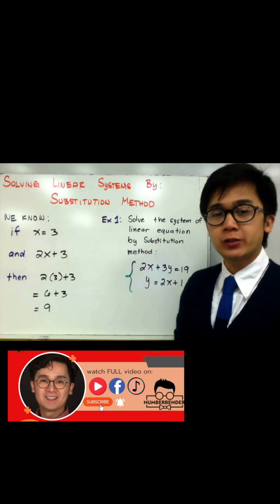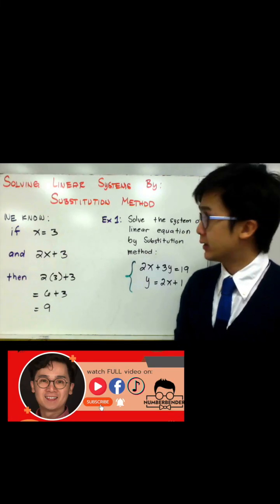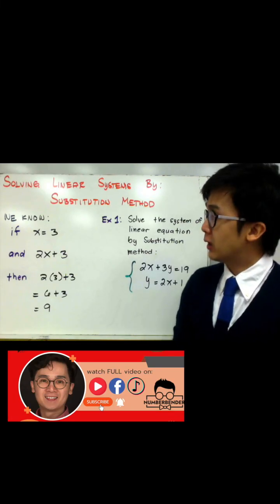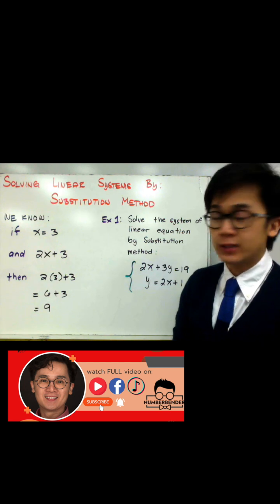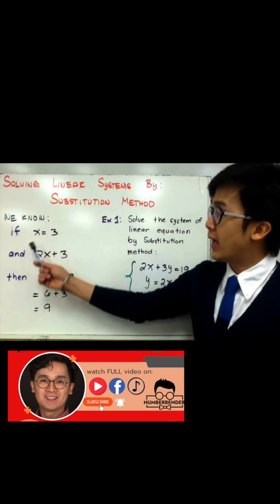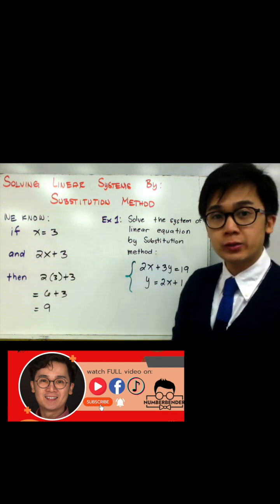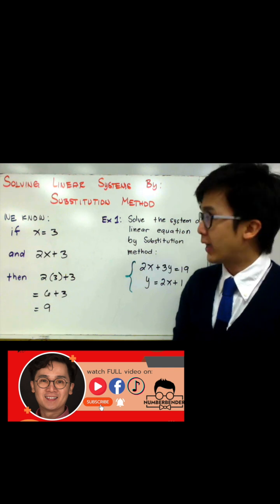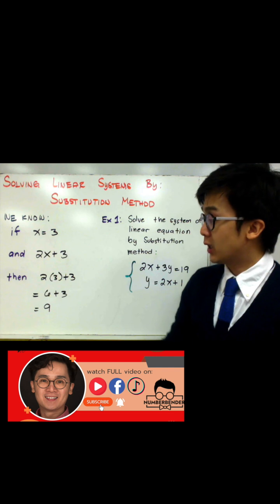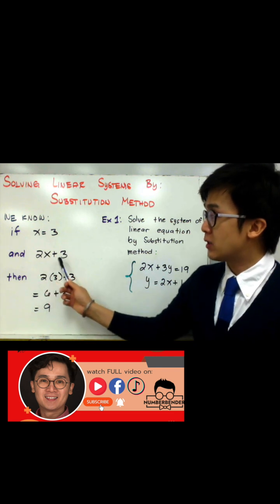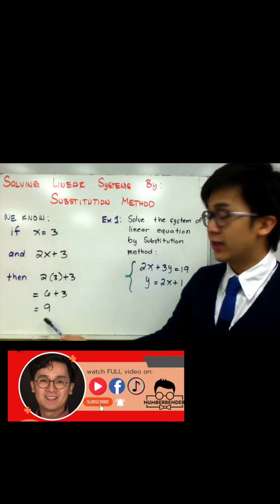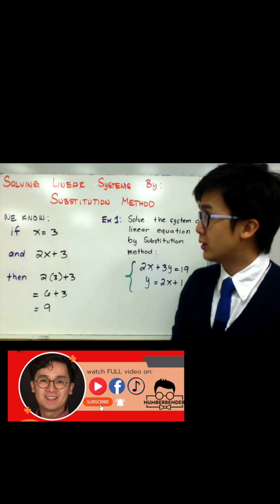We are now using the substitution method in solving a linear system. Now in basic algebra, we know that if we are given a function, let's say 2x + 3, and x is equal to 3, by substitution method, we will replace the value of x by the number 3, so we can simplify the expression, giving us 9. So 2x + 3 when x is equal to 3 is simply 9 by the substitution rule.